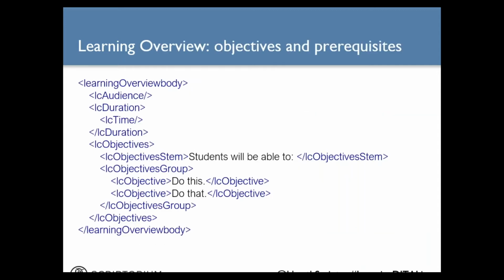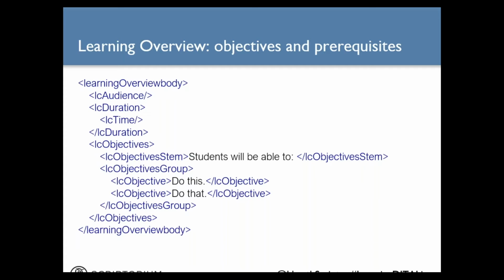So then we're going to move over to the learning overview. And I know there's some code here and it looks a little dense, but I want to show you what the elements look like in the context of these topic types. So learning overview, as I said, is usually objectives or prerequisites that you might want your students to know what they're about to learn. And you can see here that we have a learning overview body, which is the main element, or the main containing element in the learning overview topic type.